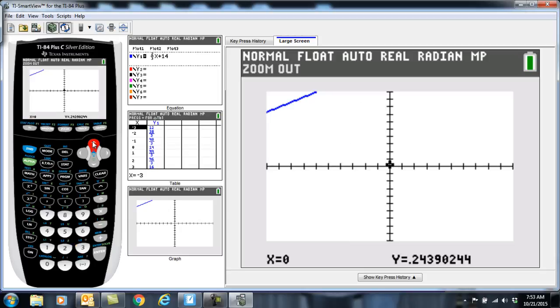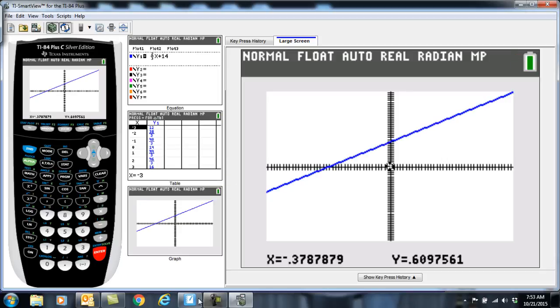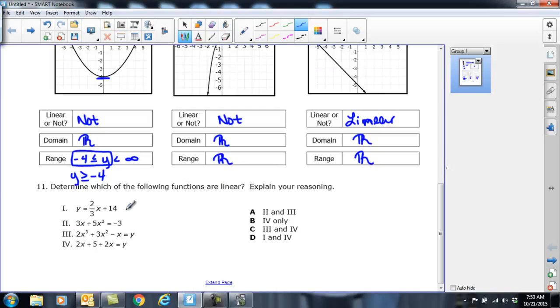And you can move your cursor up and to the left just a little because I want to see more of this part, and then hit enter, and it will reset until you can see more of the graph now. And so it is definitely a straight line, and so this one is linear. So I'm going to put a check mark next to it because it's one of the linear ones.